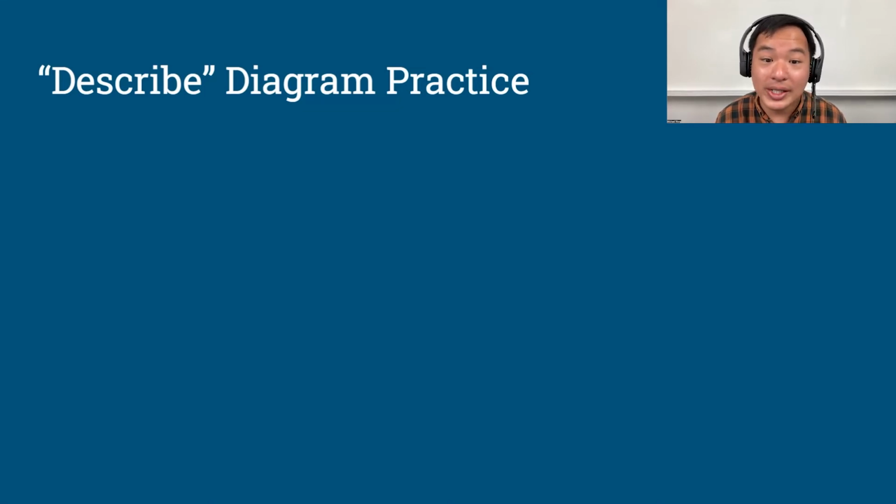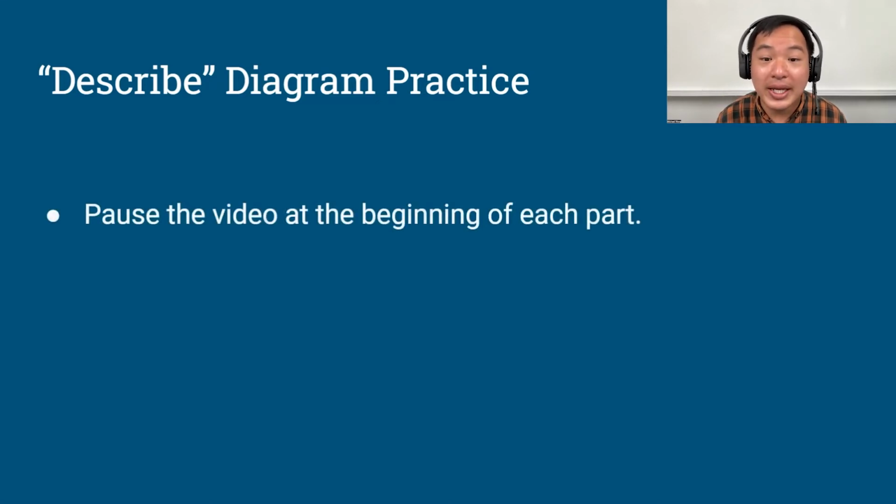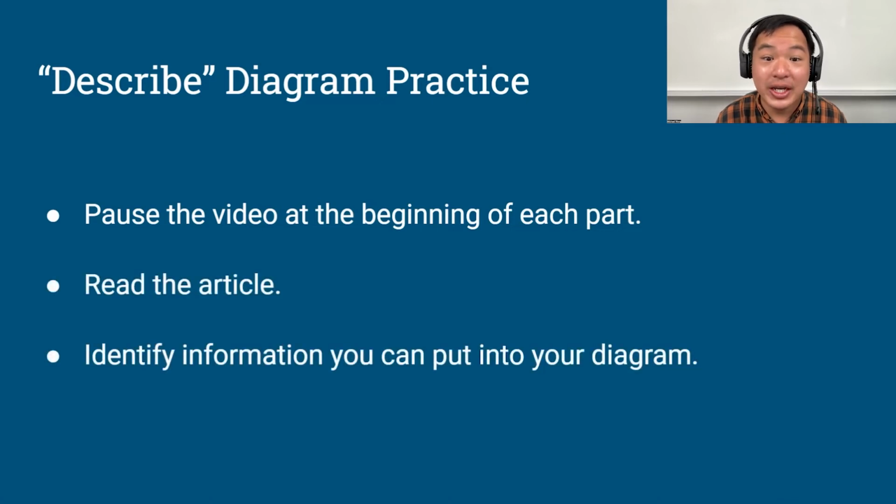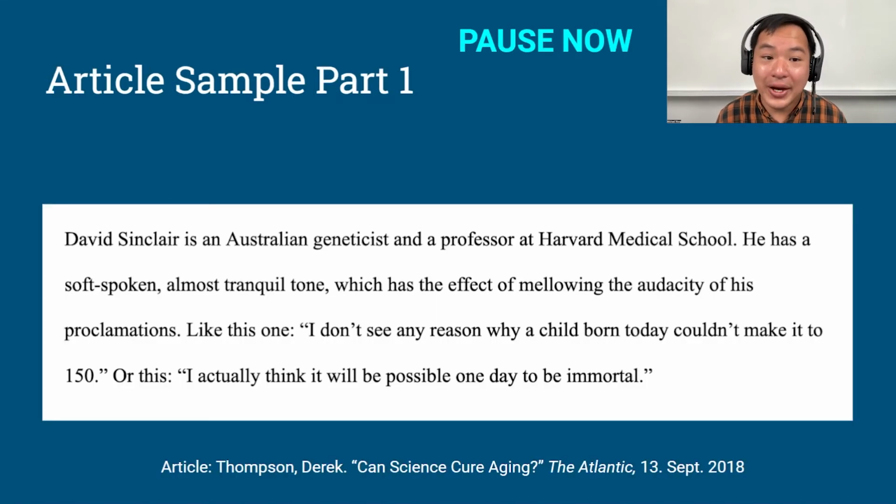The following article sample is broken into 3 parts. So you will pause the video at the beginning of each part, read the article part, and identify information you can put into your diagram. Once you've done that, you can continue the video and we will compare information that we identified. The article is Can Science Cure Aging by Derek Thompson. Pause now. Read the first part of the article and identify answers to the WH questions.